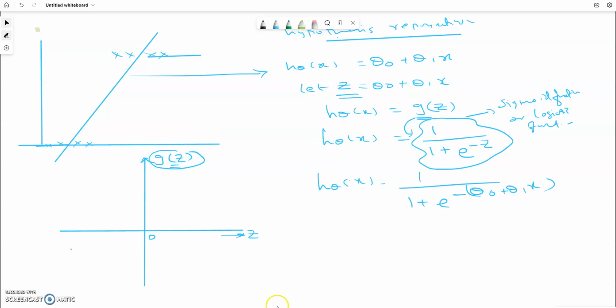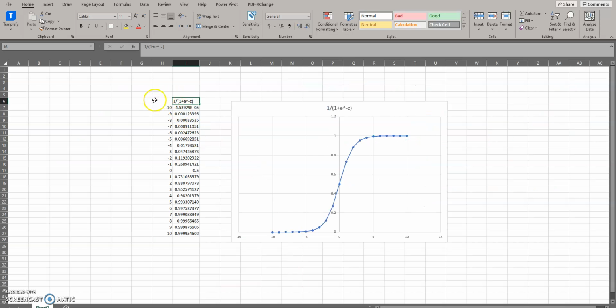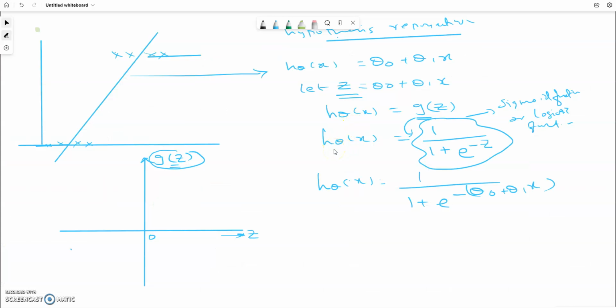I've shown you this in the Excel sheet. You can see it here. On the x-axis I have z, on the y-axis I have this sigmoid function, which I'm representing as g of z. Now we have seen in the graph that it is dividing at 0.5. Now I can draw a graph something like this, right?